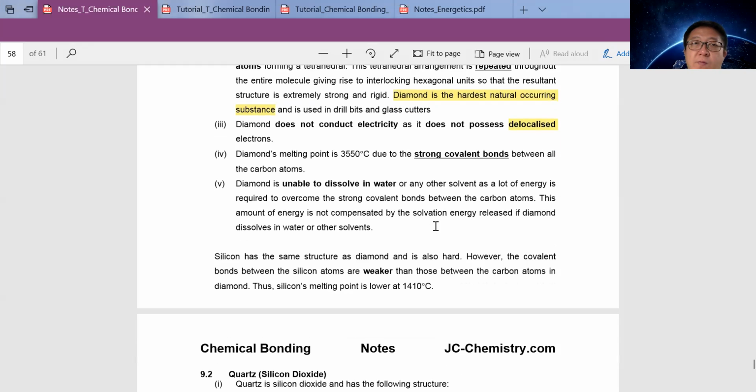Okay, so point 5, the diamond is unable to dissolve in water. In fact, it's so hard that if you throw it inside the microwave accidentally when you bake a cake, when your cake is out, your diamond ring should not melt. If your diamond ring melts, you can be sure that the diamond is fake.